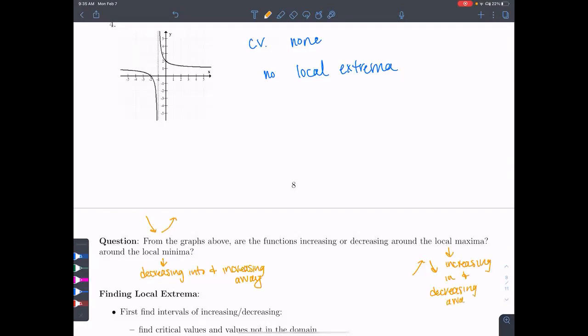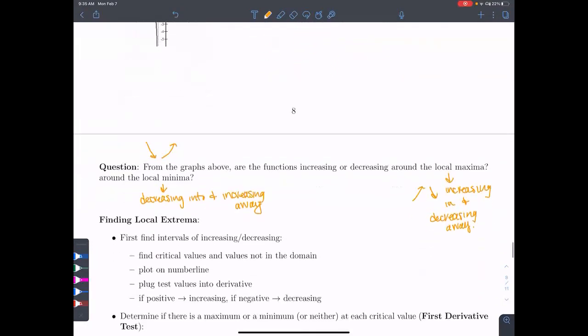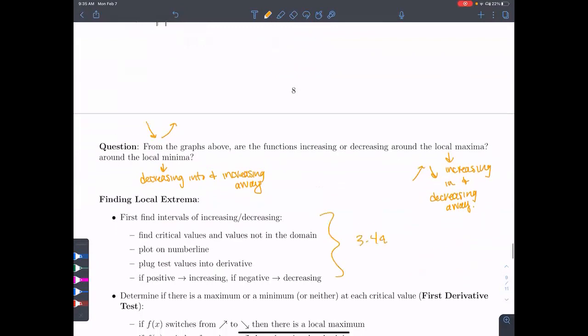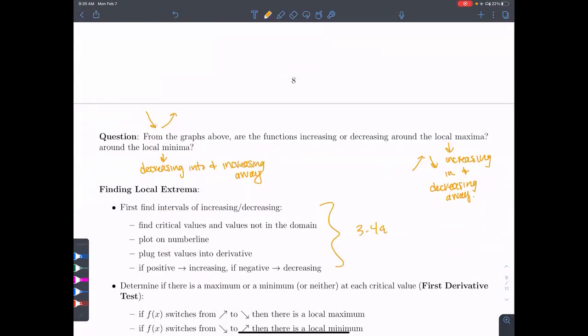Okay, so we're going to solidify that as a process. So find the intervals of increasing and decreasing. This was 3.4a. We did this in that last video. So find the critical values and the values not in the domain, plot them on a number line, plug in test values. If it's positive, that's increasing. If negative, decreasing, because you're looking at the slope of the function.